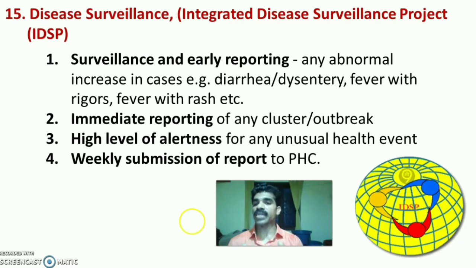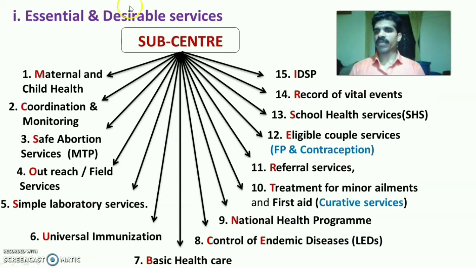So these are the first classification of the services rendered through the subcenter. So far we have discussed the first part of the mnemonic, that is essential and desirable services through the subcenter, that is maternal and child health, coordination and monitoring, safe abortion services, that is MTP, outreach or field services, simple laboratory services, universal immunization, basic health care, control of local endemic diseases, national health program implementation, treatment for minor ailments and first aid, that comes under curative services.